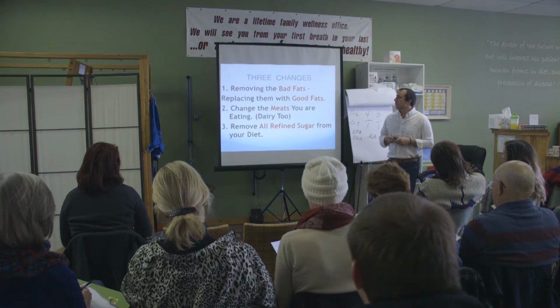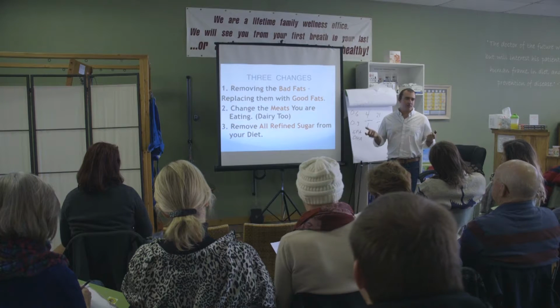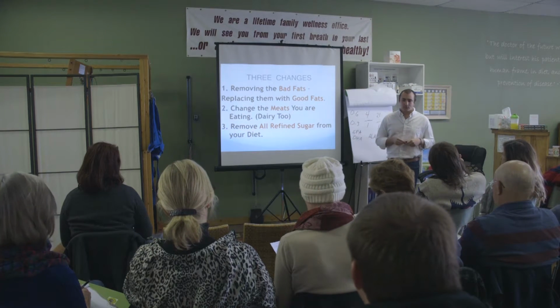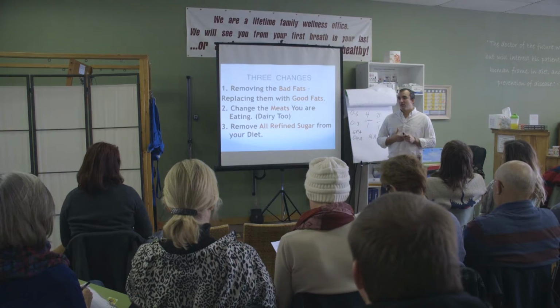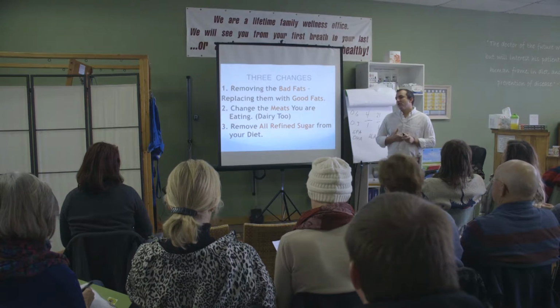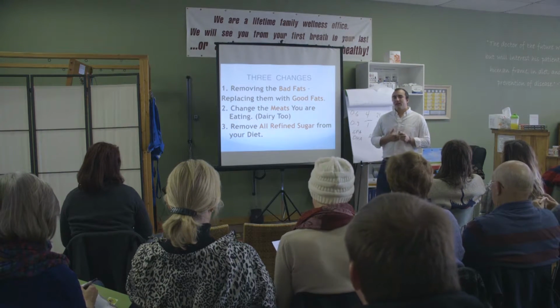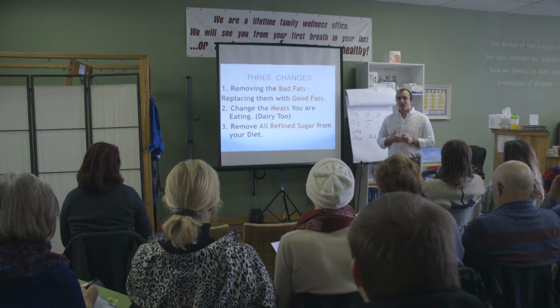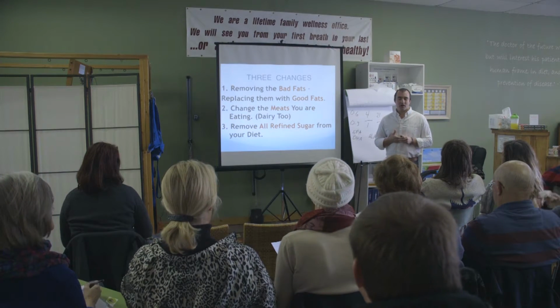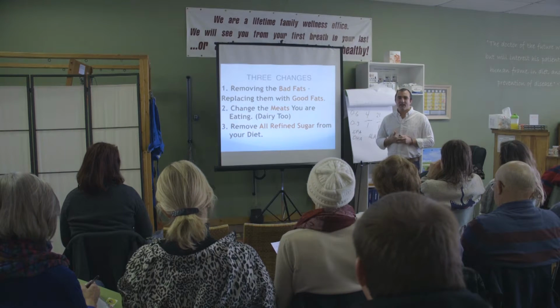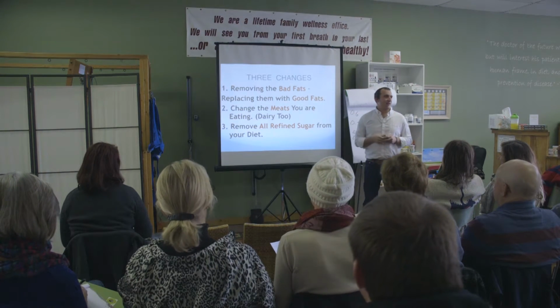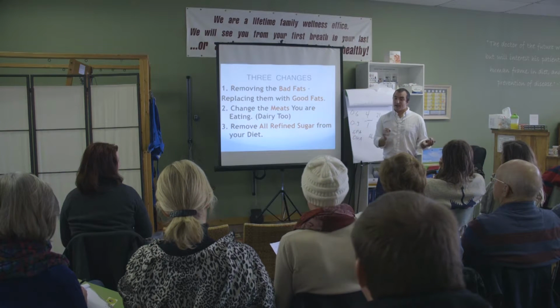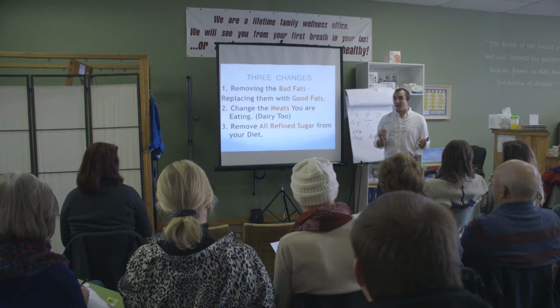The first one is that we want to change out the bad fats for good fats. We want to make that switch, which means you have to read labels. So if you're reading a label and the first ingredient is enriched wheat flour, what do you think in your brain? Sugar. If the second ingredient is canola oil, what do you think? Bad fat, exactly.